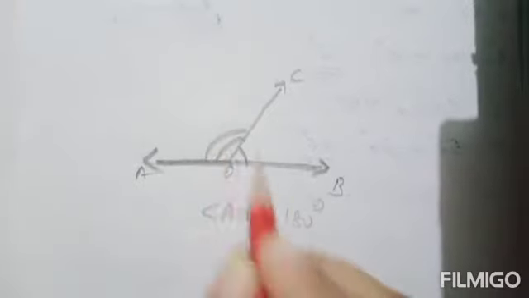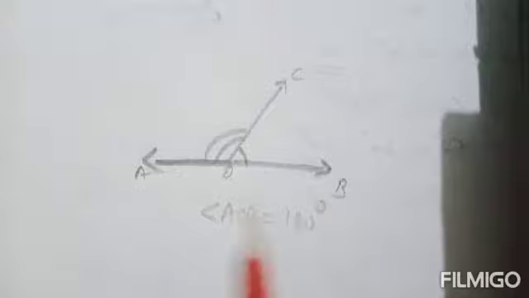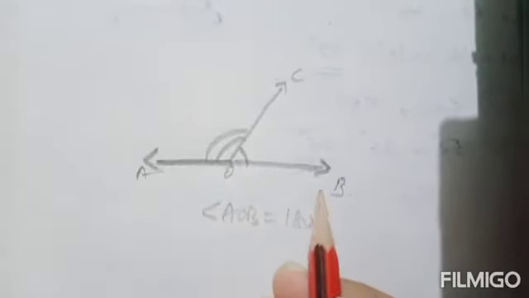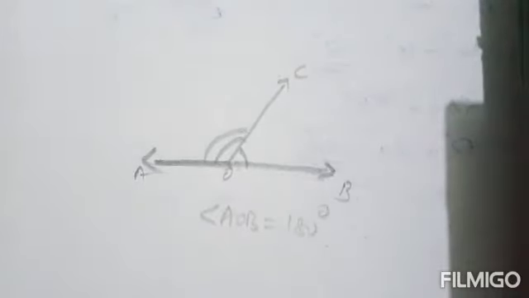We know the sum of two adjacent angles is 180 degree. So angle AOB is 180 degree. So what we can say, OA and OB are in the same straight line, or AOB is a straight line. Okay, that is property 2.